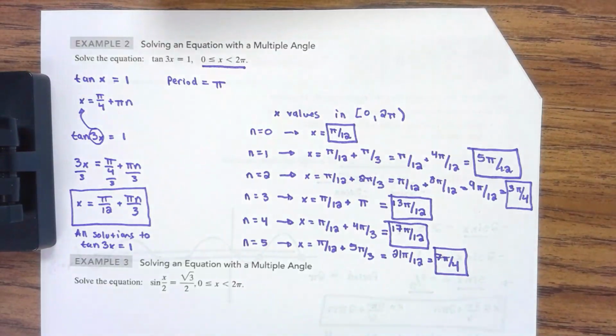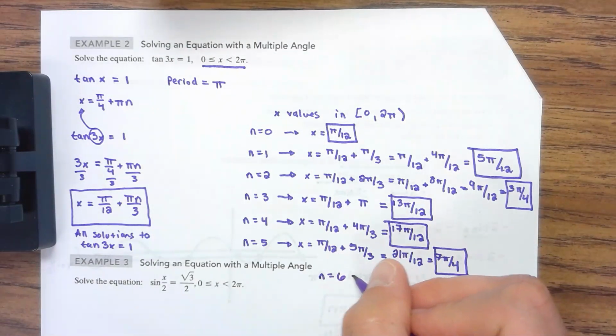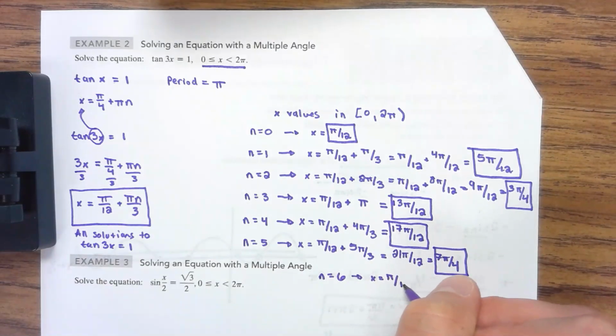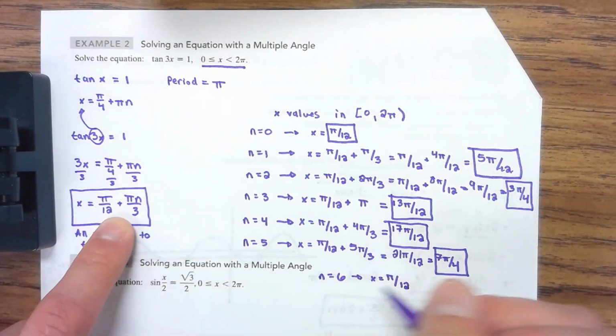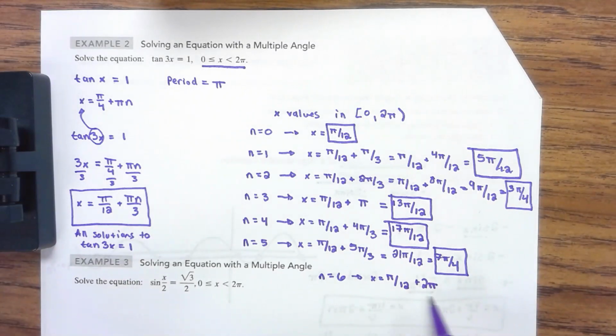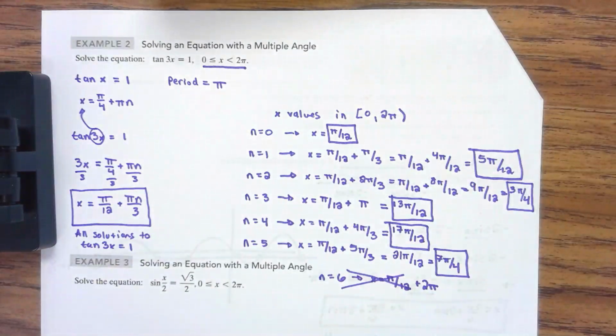Do I need to plug in n equals 6? Let's just see. Because we're trying to describe solutions between 0 and 2 pi. So if I take pi over 12, and when n is 6, that makes this 6 pi over 3, which is 2 pi. Is that going to be within the range of being between 0 and 2 pi? So we actually don't need to describe that solution. Even though it's an answer, it's just not an answer within where we're trying to describe the solutions for.